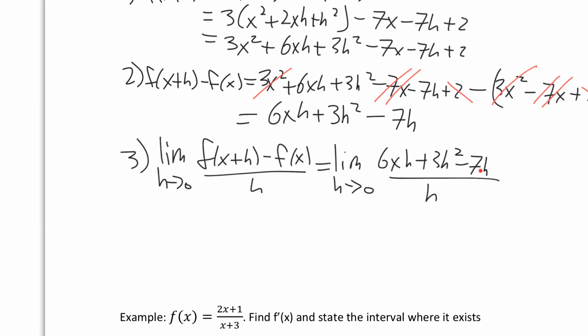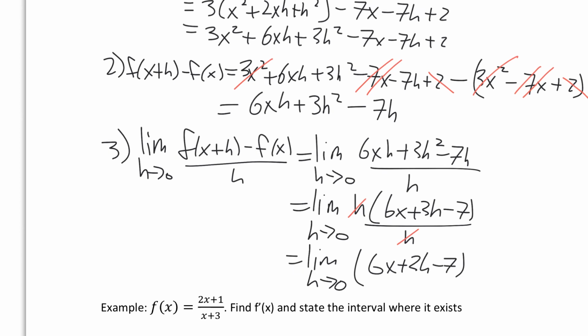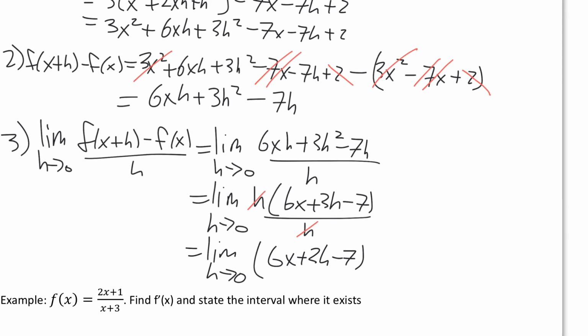There's an h in common with all the terms on the top. So we'll get the limit as h approaches 0 of h times (6x plus 3h minus 7) over h. We can go ahead and cancel out that h, giving us the limit as h approaches 0 of 6x plus 3h minus 7. And finally, we can plug in h as 0.